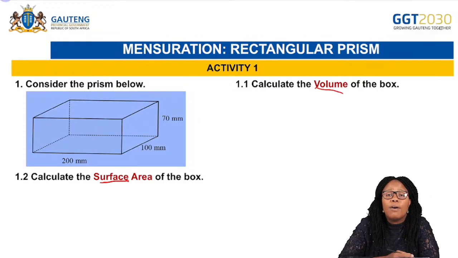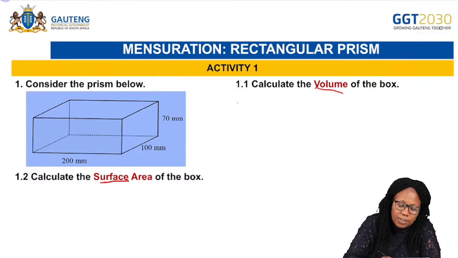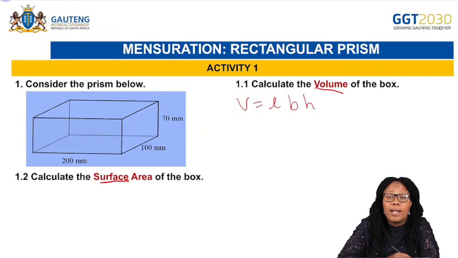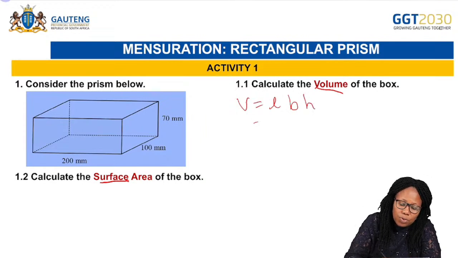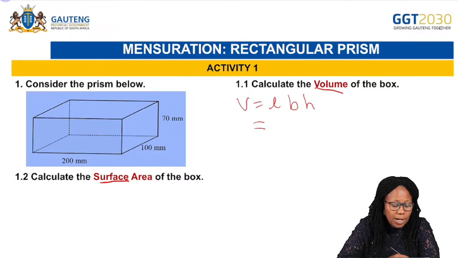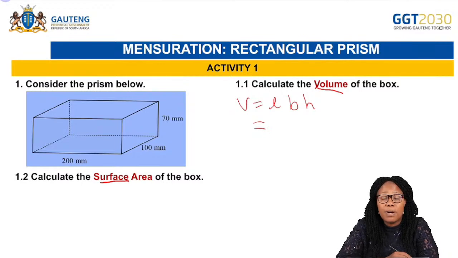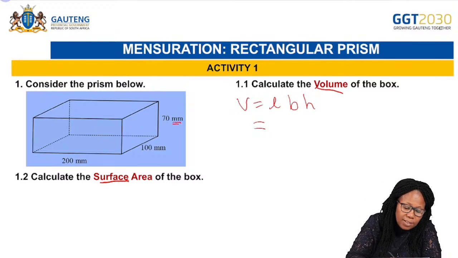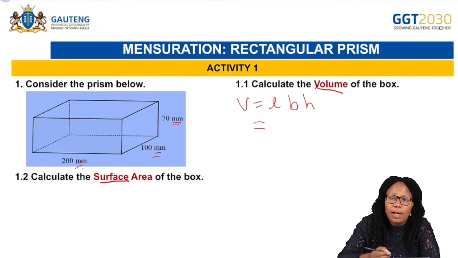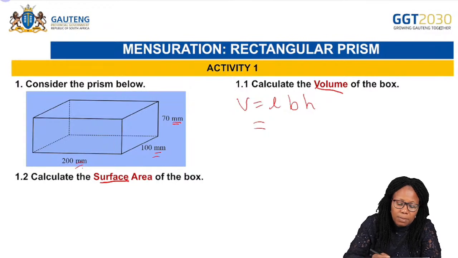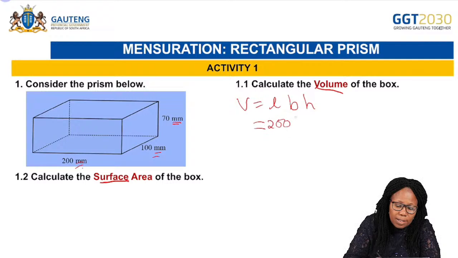You know that the formula for the volume of a box is V equals length times breadth times height, LBH. We are more used to that one. And then we can substitute our values. Remember, you verify first that everything is in the same units. Okay, now everything is in millimeters. Let's substitute. We have 200 multiplied by 100 multiplied by 70.